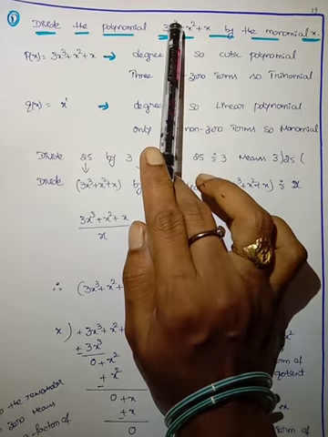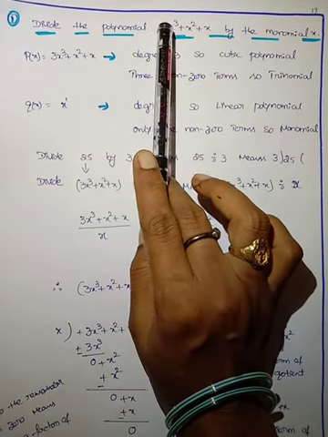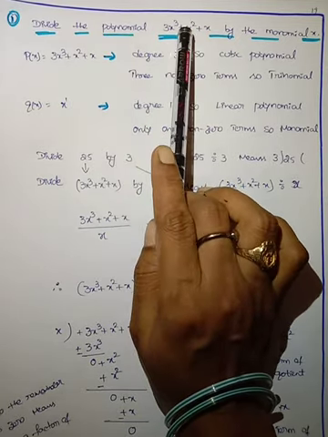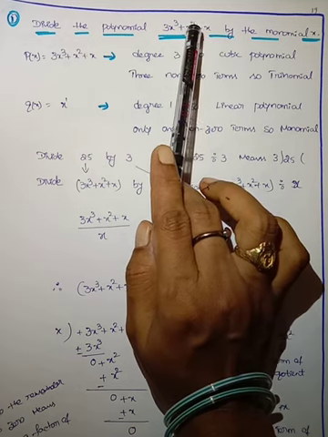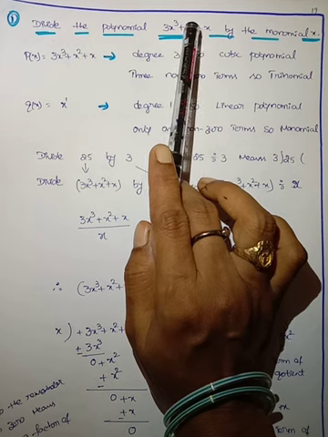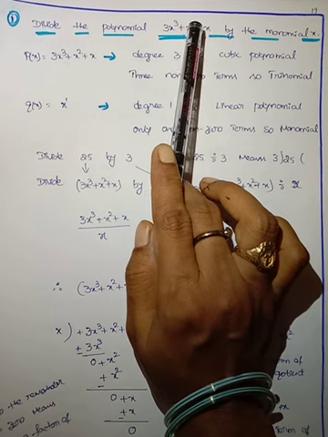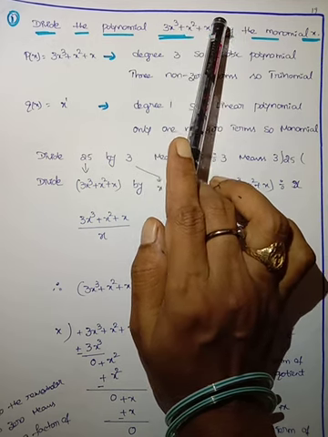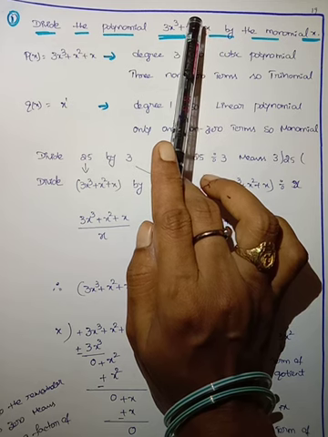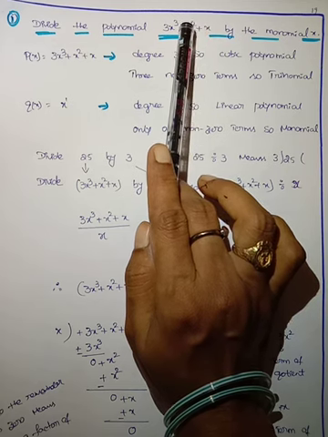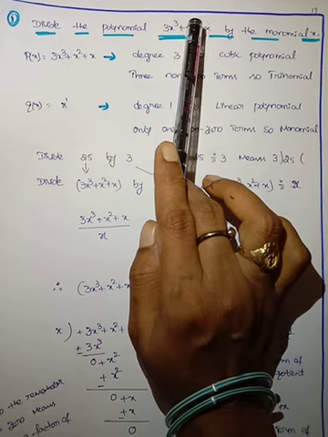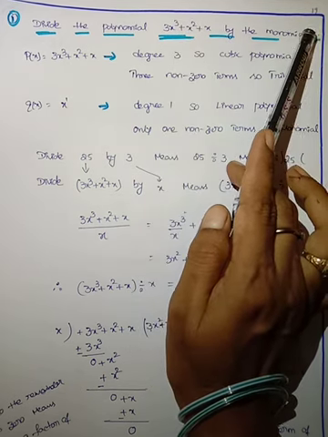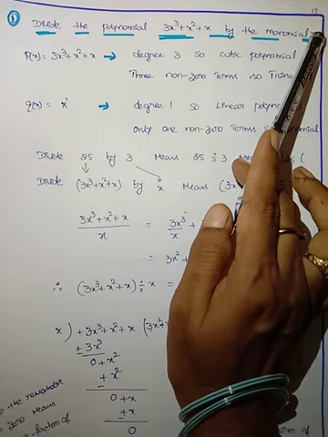How do we decide? You just have to know the degree of the polynomial. The polynomial whose degree is highest is divided by the other polynomial. The polynomial whose degree is highest is called the dividend. The polynomial whose degree is lowest is called the divisor.